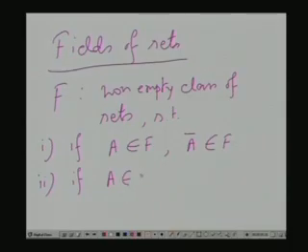Okay. Using these two, we will show that this applies also to the intersection. Using these two, we will develop some properties. We will show that if A is an element of F and B is an element of F, then AB also is an element of F.